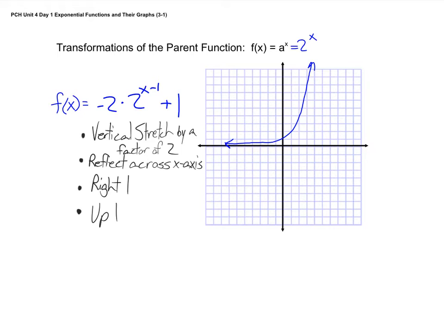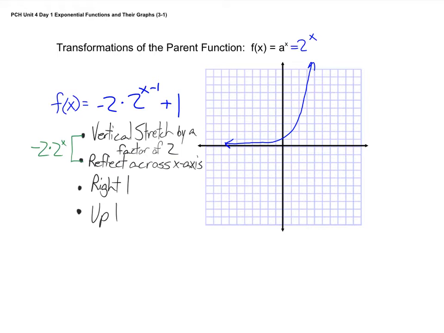Okay? Now, here's my recommendation, because like we said, sketching these is a challenge. My recommendation to you is to start by treating it as though it's just -2 times 2 to the x, and doing kind of a half transformation, and then doing the shift after you do that. Does that make sense?